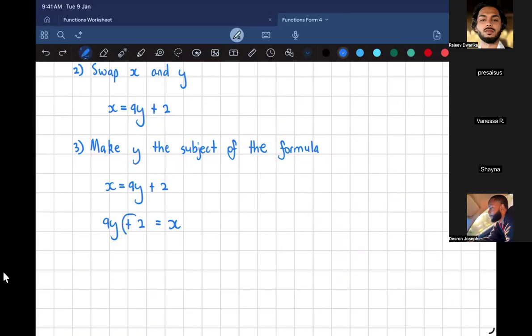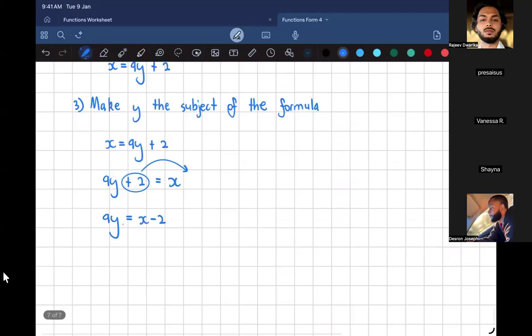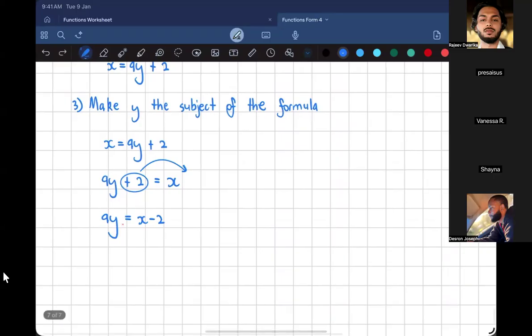So you see this plus 2 over here? I'm going to send across that plus 2. If I send across the plus 2, what would I end up with? 9y equals x minus 2. Right. I want to then move across the 9. Since it's being multiplied here, if I move it across, that multiply is going to turn to what? Divide. So I'm going to end up with x minus 2 divided by 9.